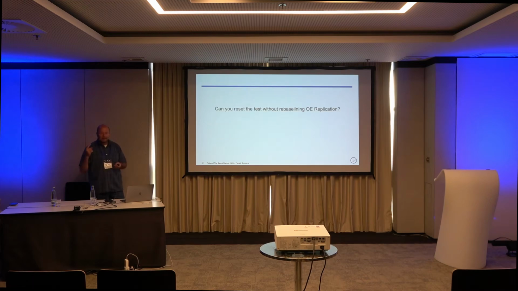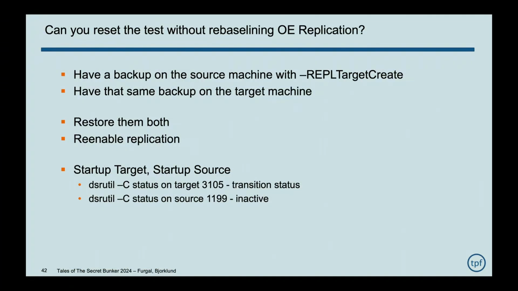Okay. So in doing this, I'm wondering, do I need to re-baseline the OE replication every single time? This is going to be a pain if I have to do that and run all these tests. I have the backup on the source machine that has repl target create, because I needed that to create the target database. I copied it to the other machine, so I have that same backup with repl target create. I should be able to restore them both, enable replication and start things up. Do you think it worked?